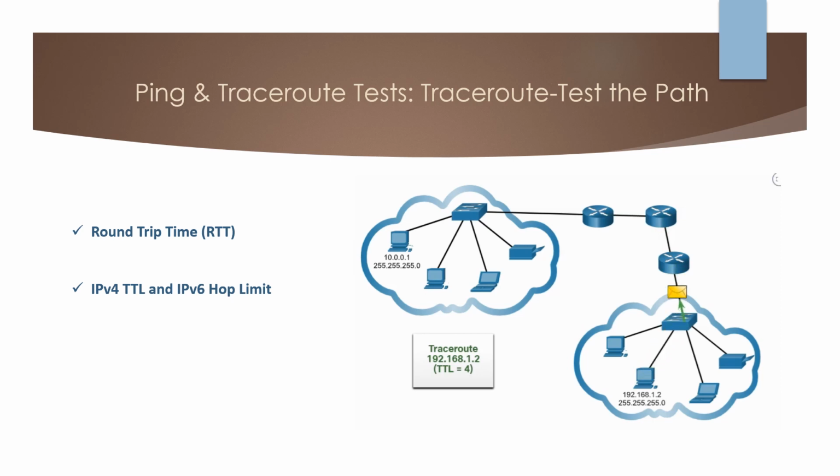The time to live field continues to be increased until the destination is reached, or it is incremented to a predefined maximum. After the final destination is reached, the host responds with either an Internet Control Message Protocol port unreachable message or an Internet Control Message Protocol echo reply message instead of an Internet Control Message Protocol time exceeded message.